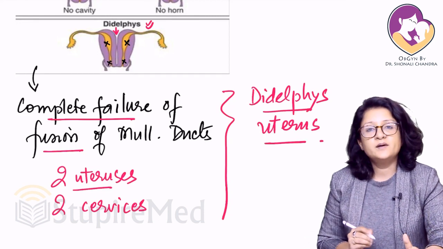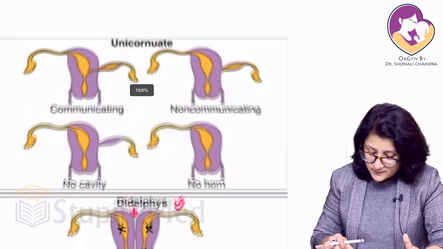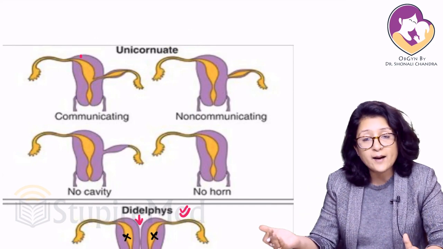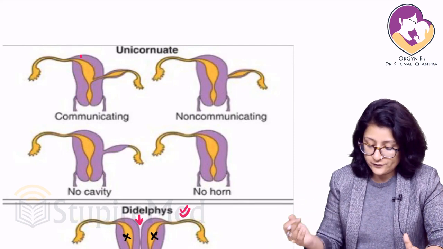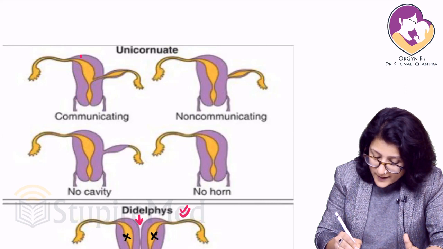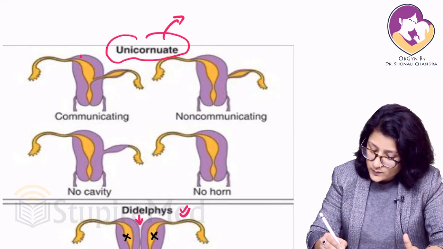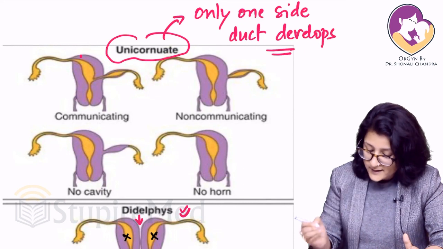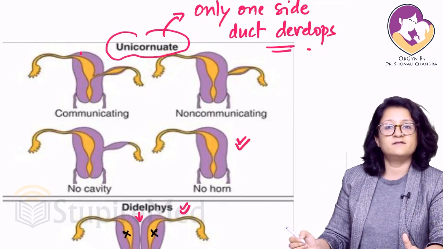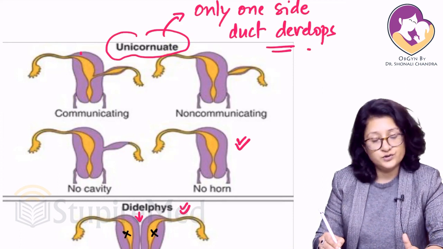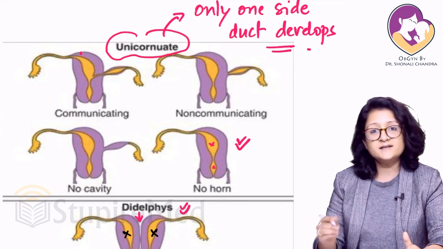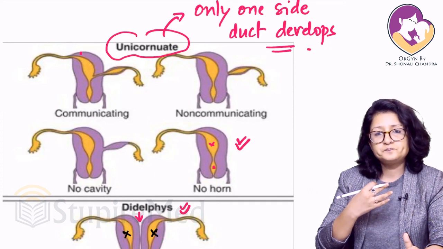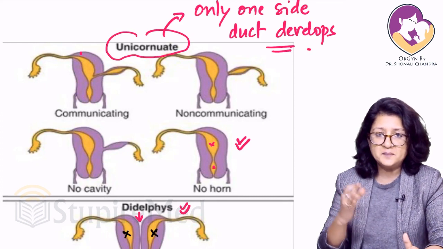All right, and then there can be another kind of anomaly when only one side of the Mullerian duct develops and the other side does not develop, or develops in a very rudimentary form. That occurs when only one side duct develops. That leads to a single uterus with a single cervix. But since only one Mullerian duct takes part in the development of the uterus and cervix, the capacity of this uterus is much lesser as compared to a normal uterus.